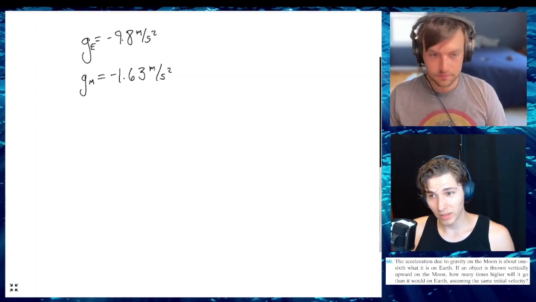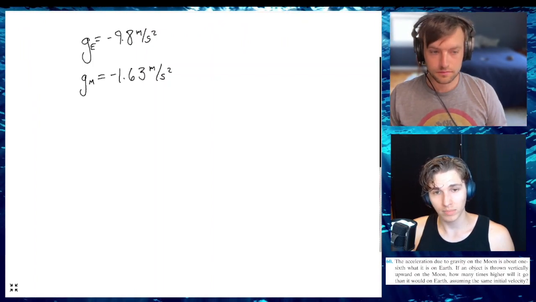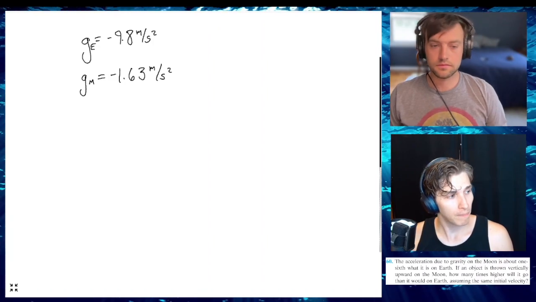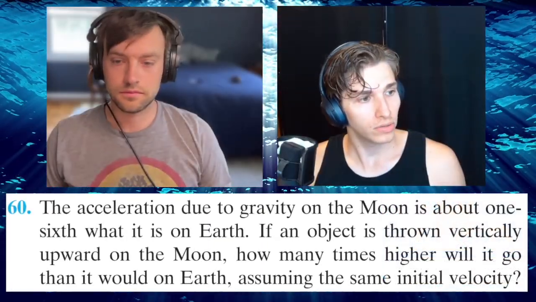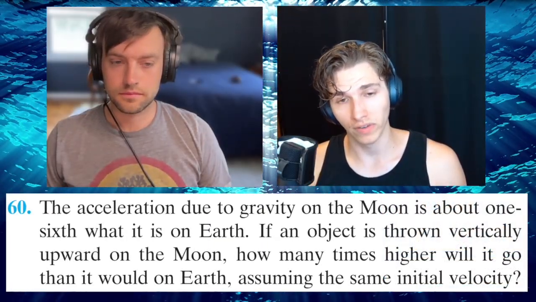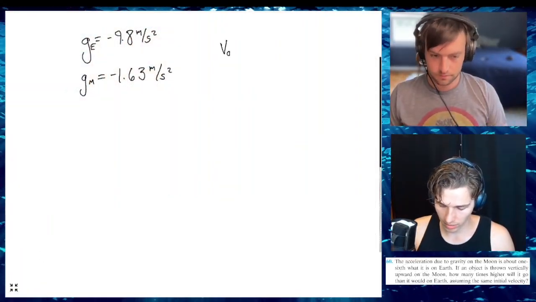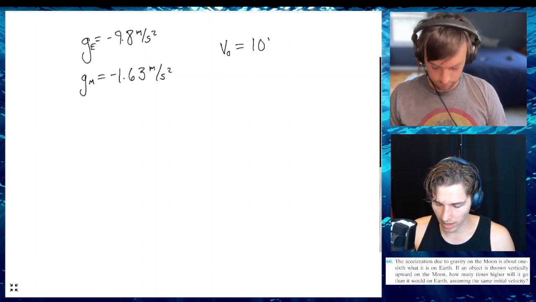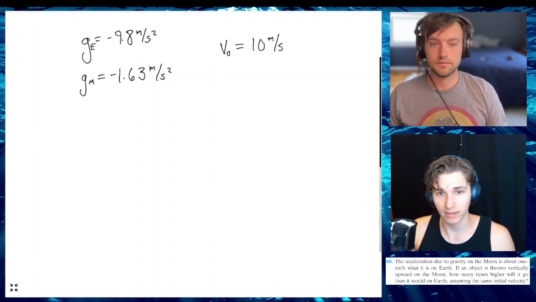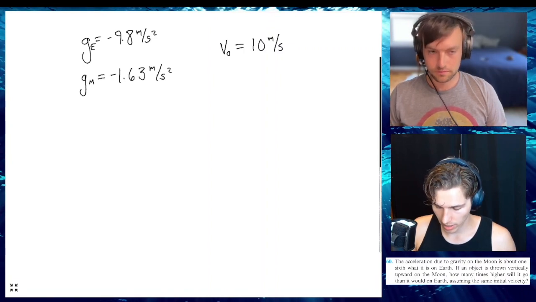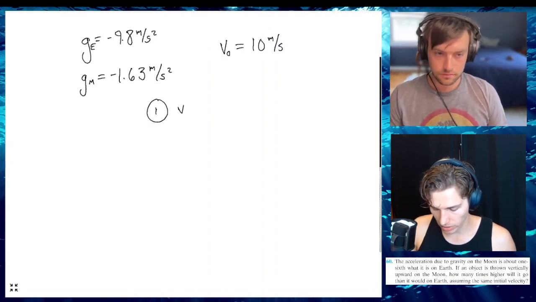I'm just going to come up with an arbitrary number here, because sometimes it's easier to do it with numbers. But they said in the problem that we're going to assume the same initial velocity. I'm going to assign an initial velocity of 10 meters per second. Can you calculate how high it's going to go on Earth? And I'll give you our kinematic equations.